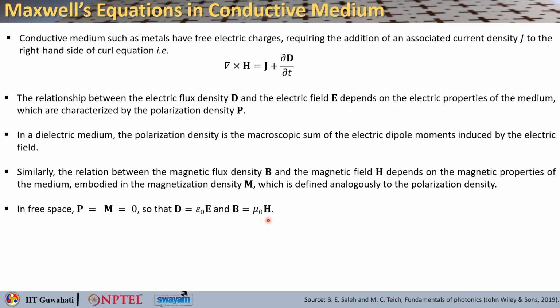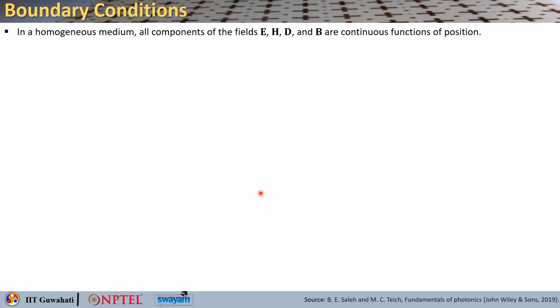So, this kind of equation, when you are relating D with P and B with M, is where the connection between the medium and the electromagnetic waves is getting established. Now, let us look into the boundary conditions.